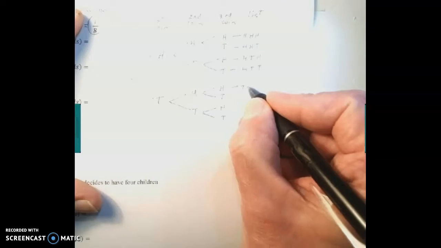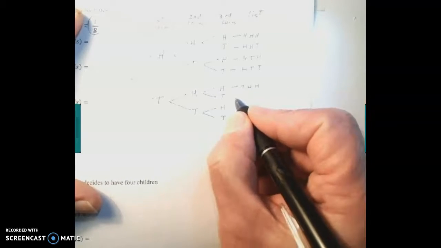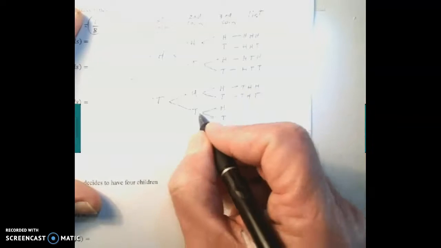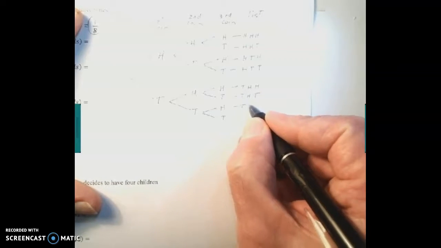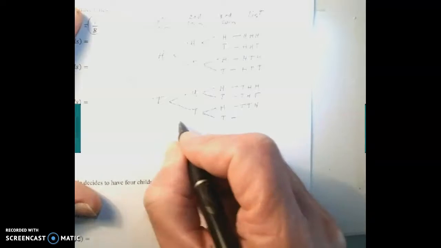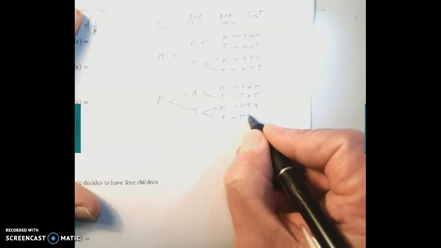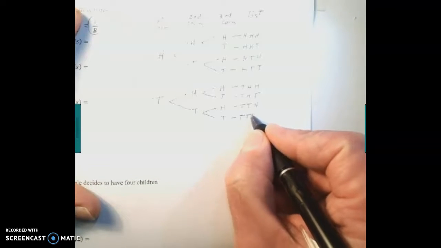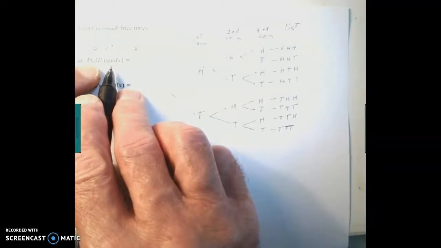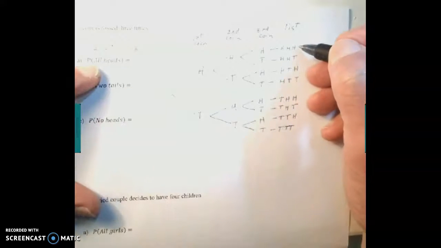Tails, heads, heads, tails, heads, tails, tails, tails, heads, and finally getting tails on all 3 coins. Tails, tails, tails. Okay, you really want that list so that you can answer the questions. Again, the probability of getting all heads. Again, this is your list of possible outcomes.